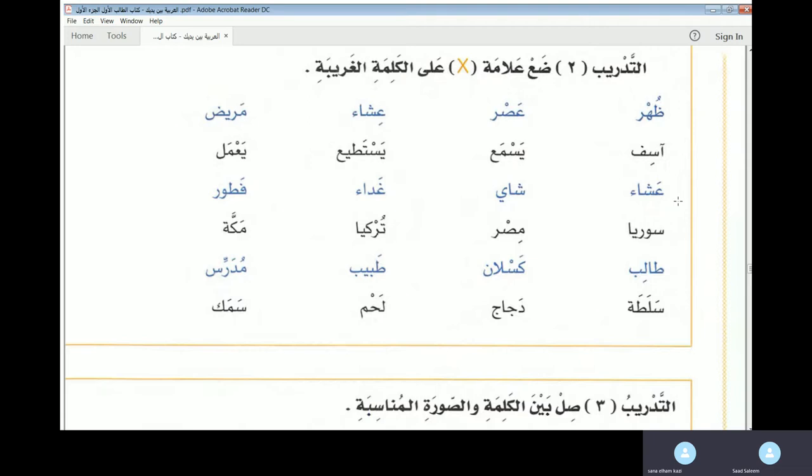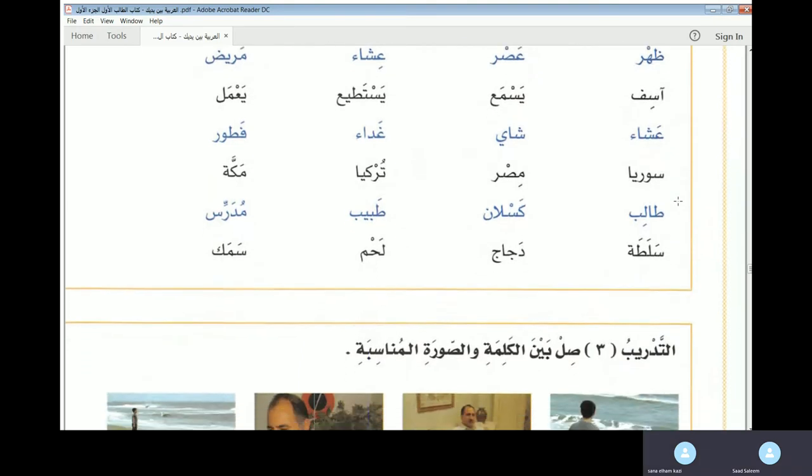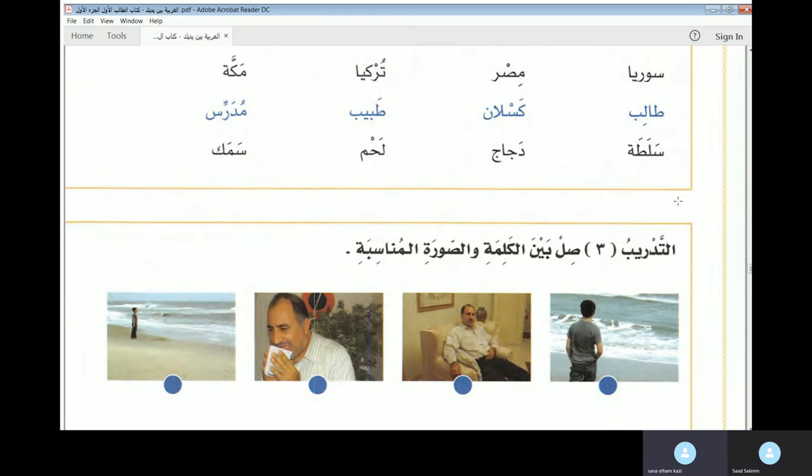Talib, Kaslan, Tabib, Mudarris. So Kaslan. Salata, salad, dajaja, chicken, lahm, meat, samaka, fish. So it should be salata, okay.